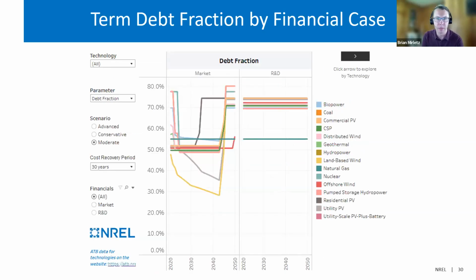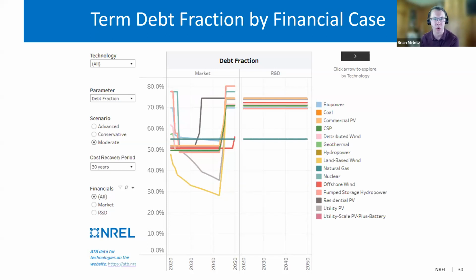Given those previous assumptions, this is what we calculated for the term debt fraction. So you can see on the right, in the R&D case, you have those constant assumptions over time, ranging from about 55% for natural gas up to the mid 70% for commercial PV. On the left, we have the market assumptions.